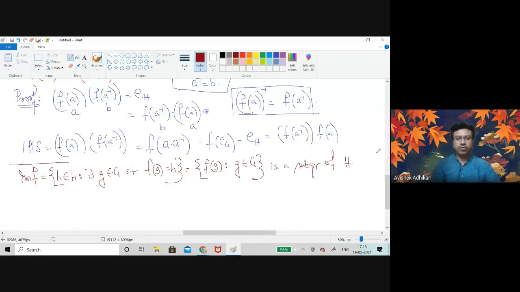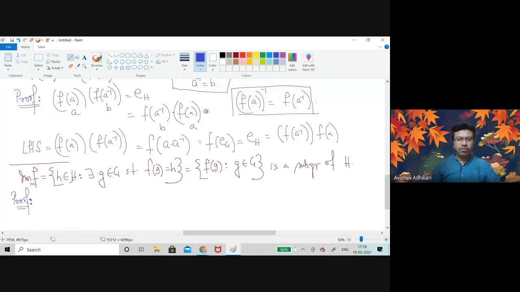How can I prove this formally? Step 1, what should I show first? Closure? No, that it is non-empty. Very good. I have told you many times that the first step for a subgroup is that it should be a non-empty set. So first you need to show that the image of F is non-empty.